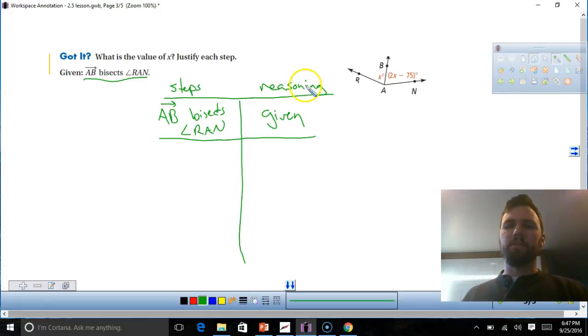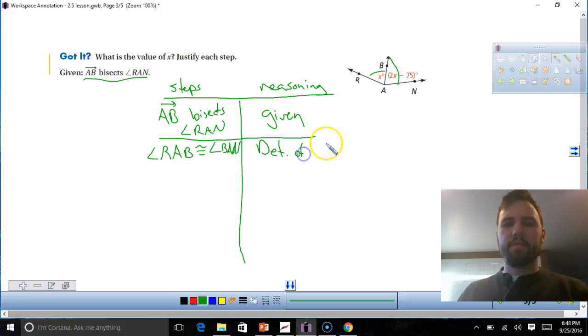What's it mean to be a bisector? What do you get to do? What's a bisector do? Could you say that these two angles are equal? You can. Angle RAB is congruent to angle BAN. Because definition of bisector. Angle bisector if you want to be specific.